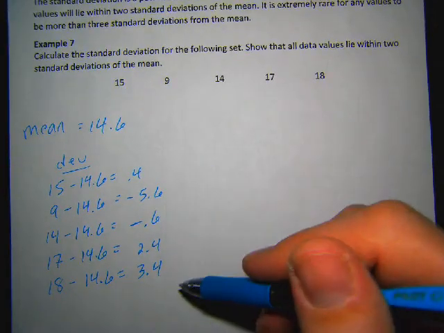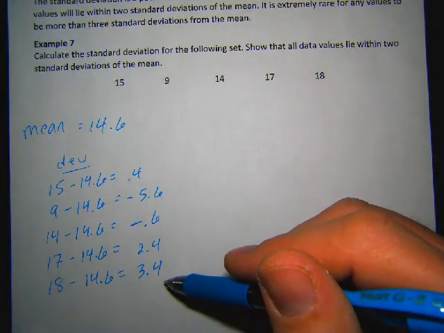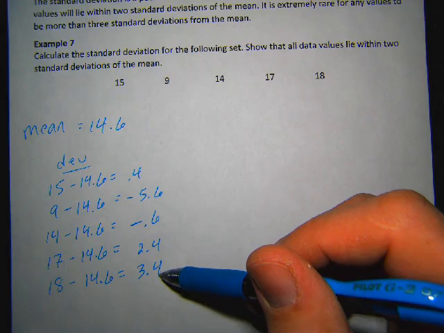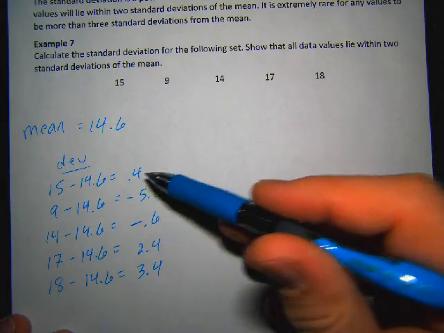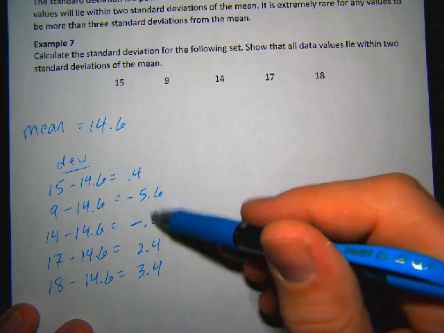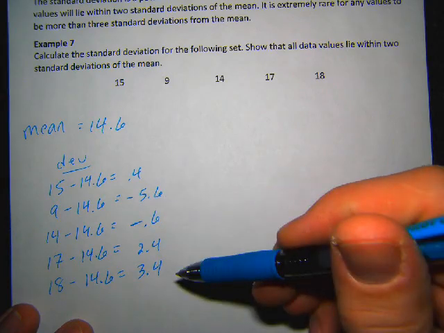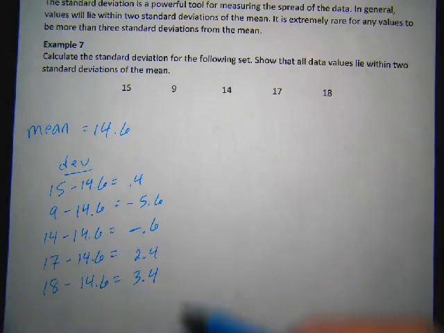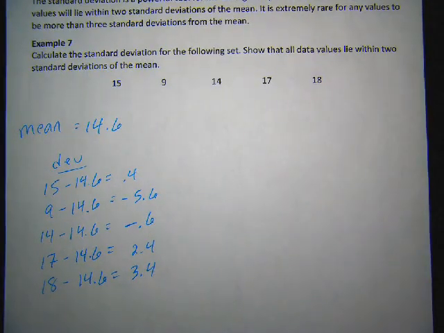If I add these up, if I did it right, they should add up to 0. So 2.4 plus 3.4 is 5.8, plus 0.4 is 6.2. If I add these two up, I should get negative 6.2. 5.6 plus 0.6 is negative 6.2. So if I check that, if I add this all up, I get 0. You can double check it with the calculator.